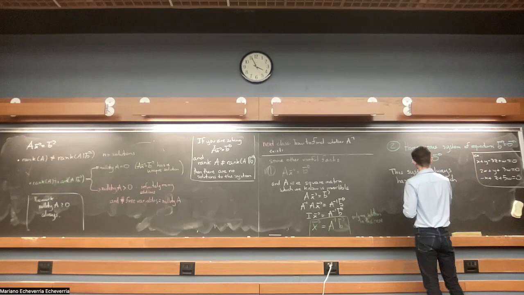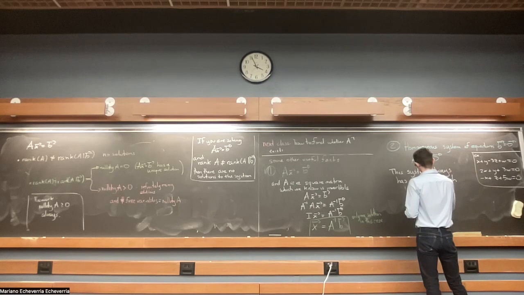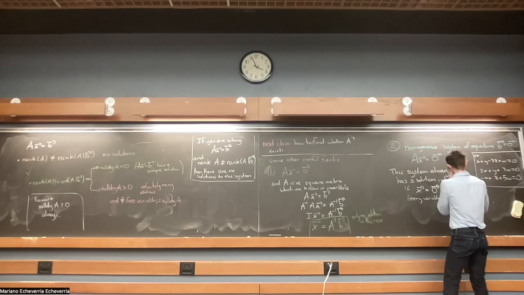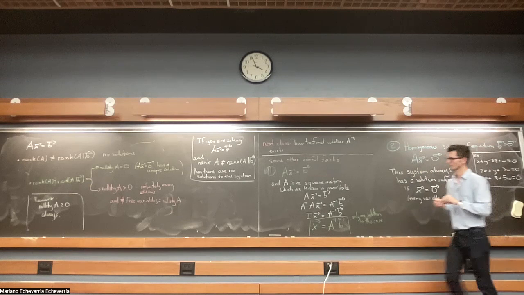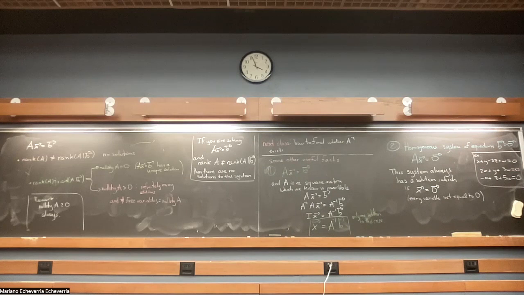Just plugging in the zero vector, right? Every variable being set equal to zero. And that's sometimes called the trivial solution, right? That makes sense because there's not much effort in figuring this one out. So you call it the trivial solution.